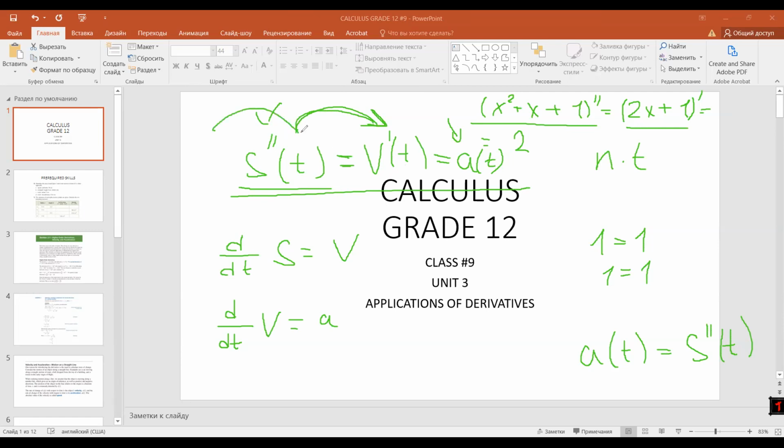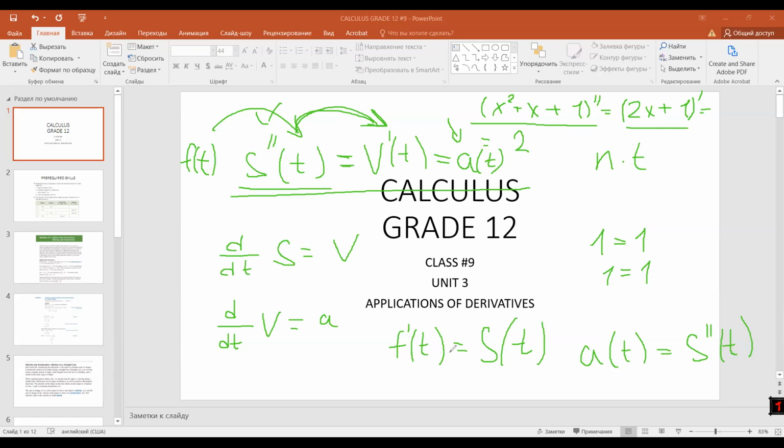But what was before the function of distance? It could be some random function F of t. For example, if we have some function F of t, and we differentiate it and it turns out that we're getting the function of distance, it means that F of t would be the original function in this case.